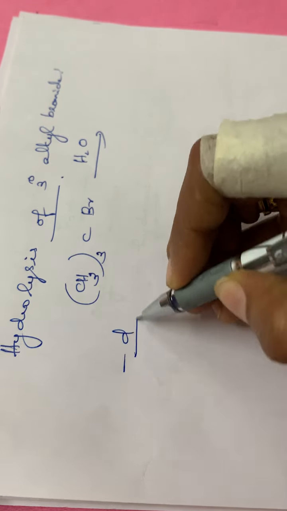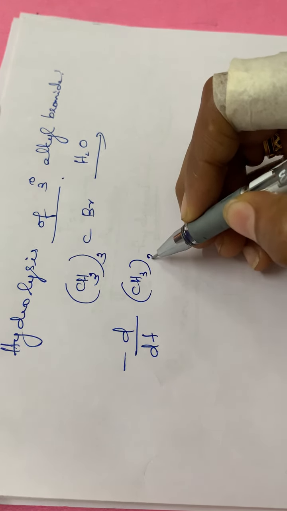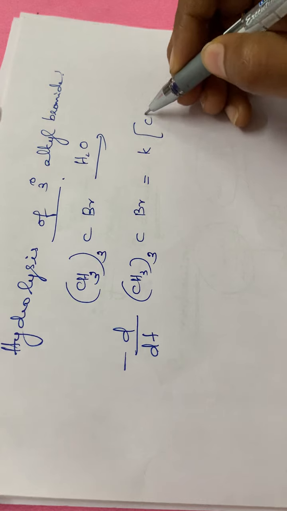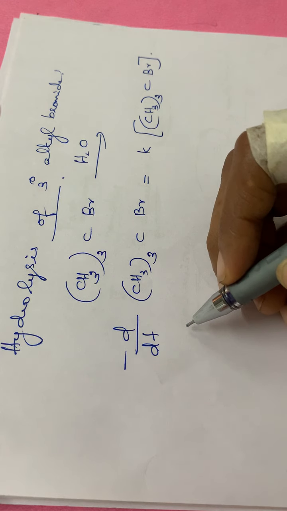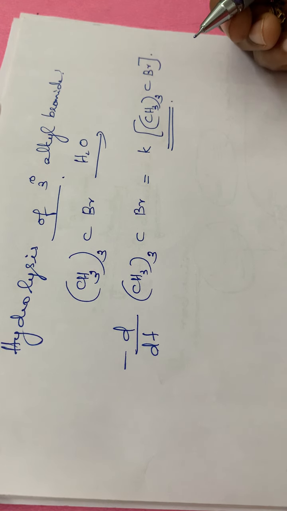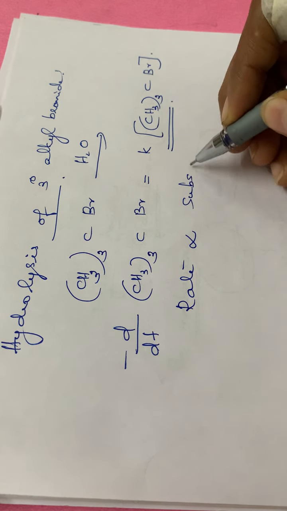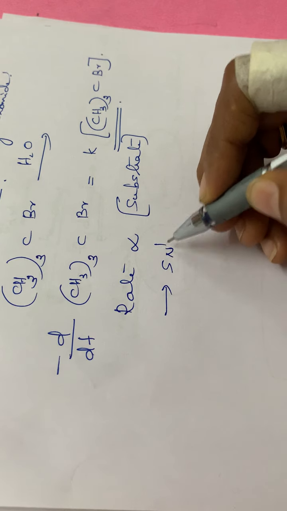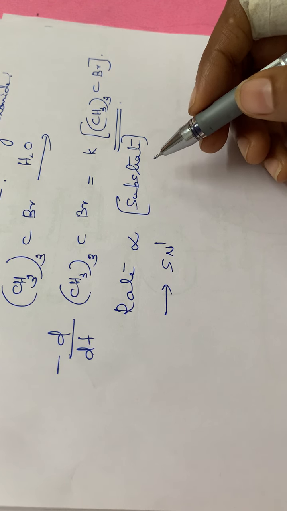See here the rate, while writing the rate equation, it will be equal to minus d by dt of (CH3)3CBr, that is equal to the rate constant K into concentration of (CH3)3CBr. That is, the rate determining step involves only the concentration of the substrate, or the rate is directly proportional to the concentration of the substrate only, isn't it? That also we have studied. Rate is directly proportional to the concentration of the substrate means it follows SN1 mechanism, isn't it? It is a unimolecular reaction. So it is a unimolecular nucleophilic substitution reaction.